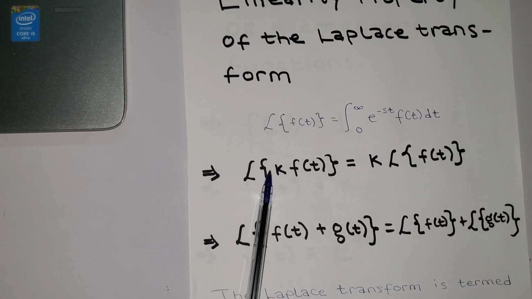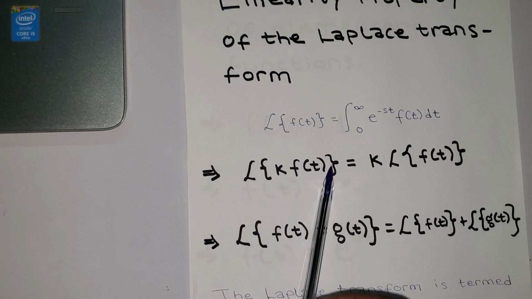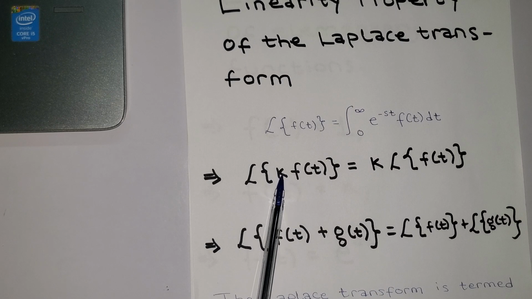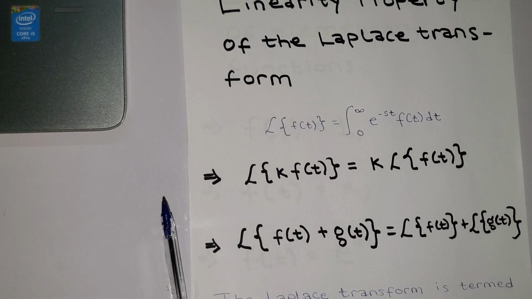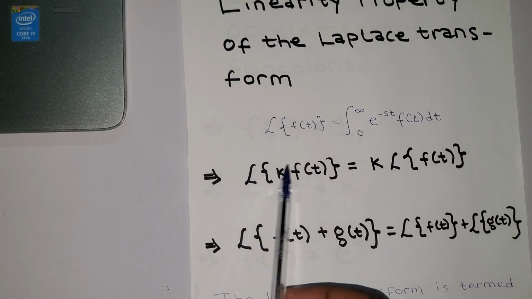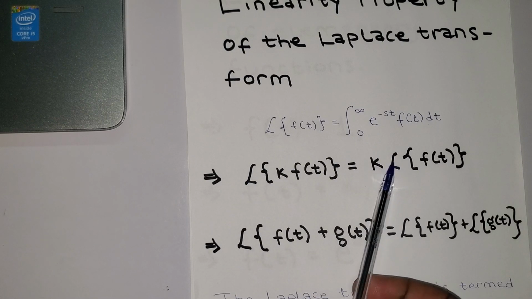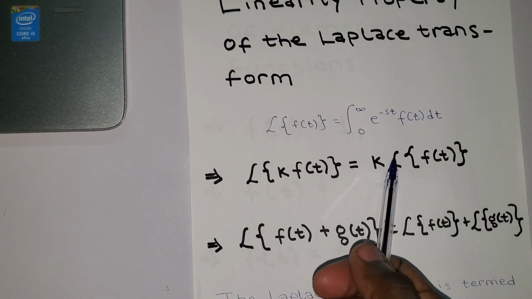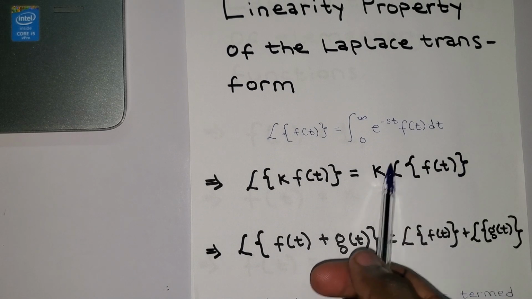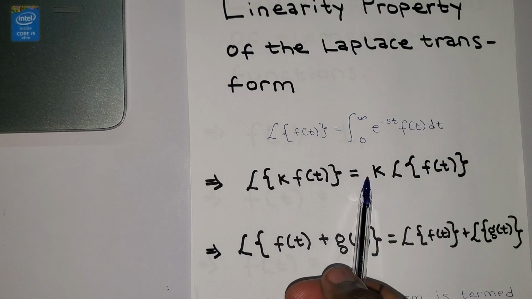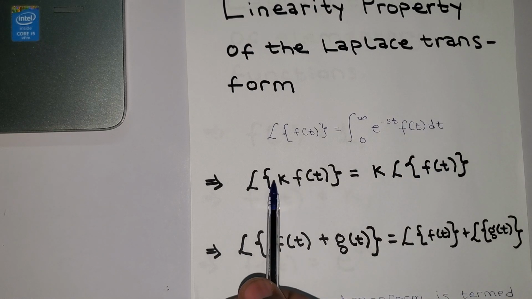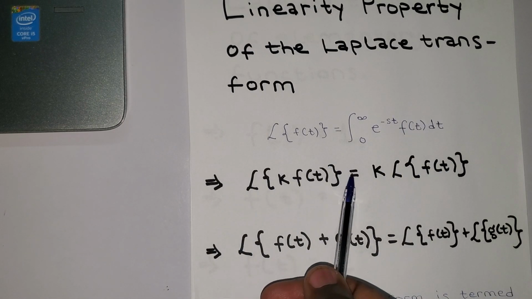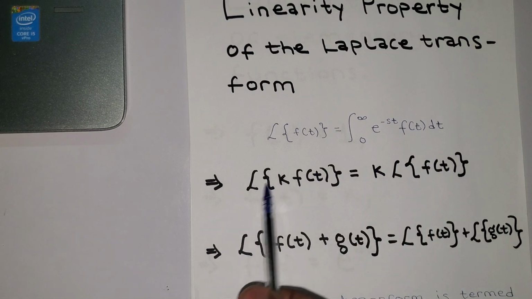In this notation, we see that we have k as a constant, and we have the Laplace transform of the function f of t, but the function is being multiplied by a constant k. So what we are doing is pushing the constant outside of the Laplace transform, and then we are just finding the Laplace transform of the function f of t, and then we simply multiply with k at the end of the day.